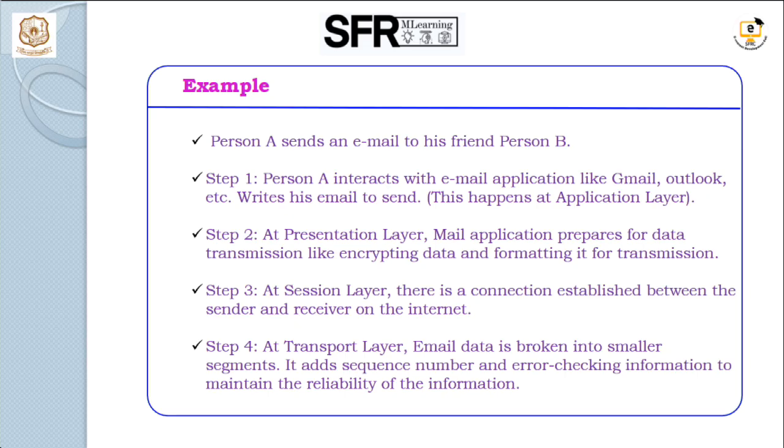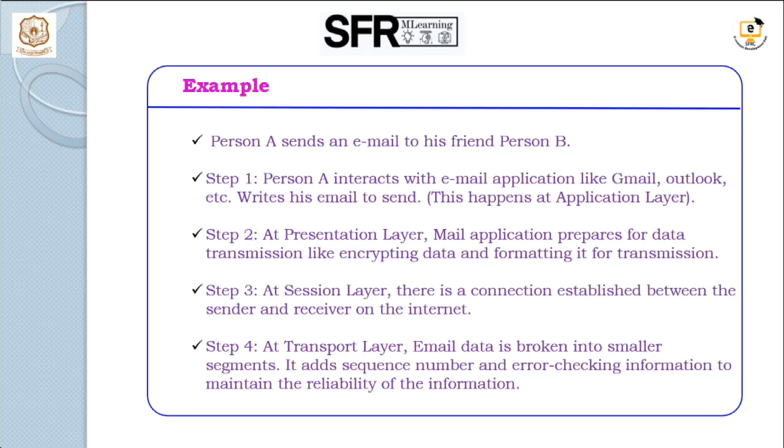First step, person A interacts with the email application like Gmail or other web pages, writes his email and sends it. At the presentation layer, the mail is encrypted, formatted and translated. In step 3, at the session layer, a connection is established between the sender and the receiver. If both the sender and the receiver are online, the mail will be delivered immediately, otherwise the mail will be held and delivered to the receiver later on.